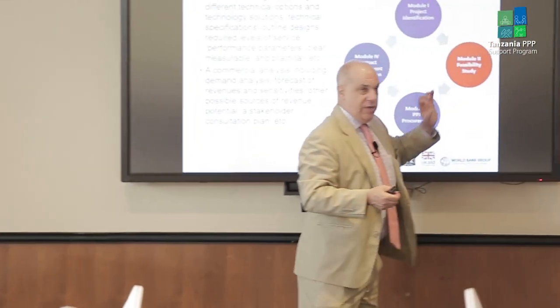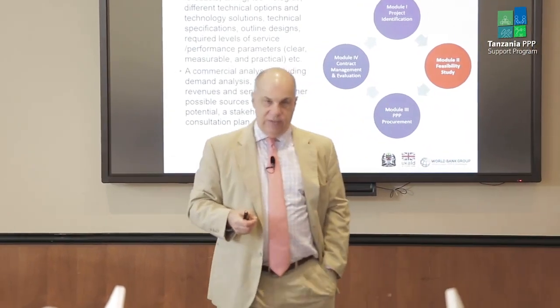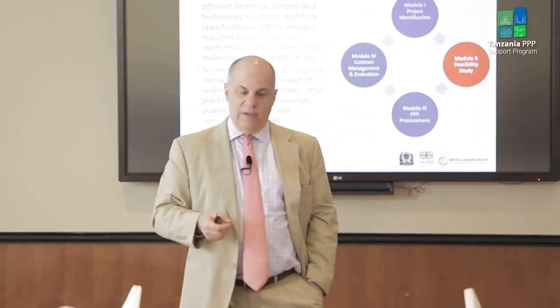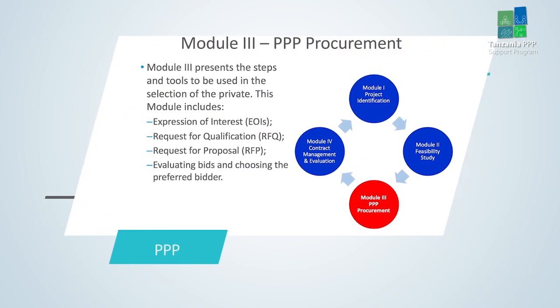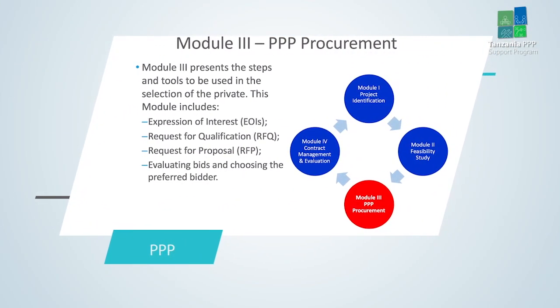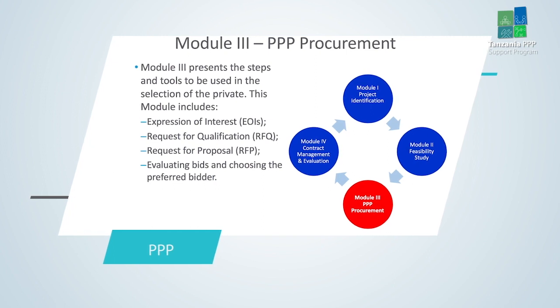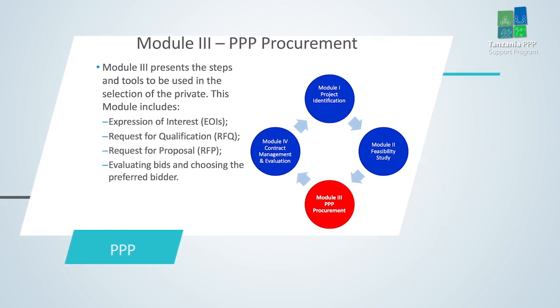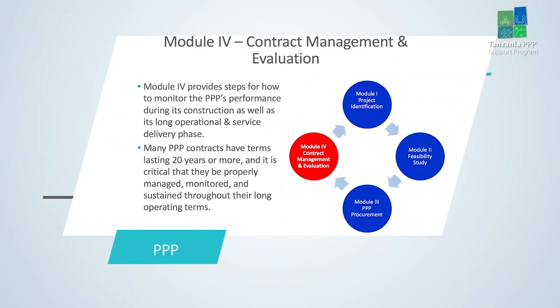So we're going to spend this week focusing on this issue in feasibility, the financial analysis. This is where our financial analysis takes place during this feasibility phase. Our third phase is procurement. This is marketing the opportunity, identifying who's going to bid on our project. And then contract management.